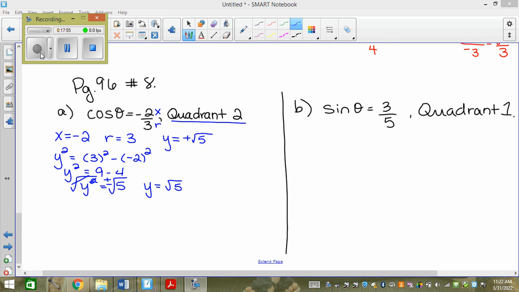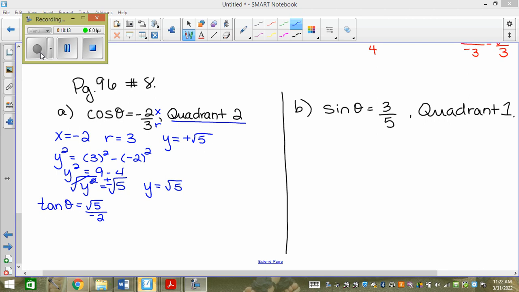So I have my three pieces of information to do any trig ratio they ask me for, right? So if I want to do my trig ratios right away, I could. I can go tan, y over x. Y is root 5, x is negative 2.